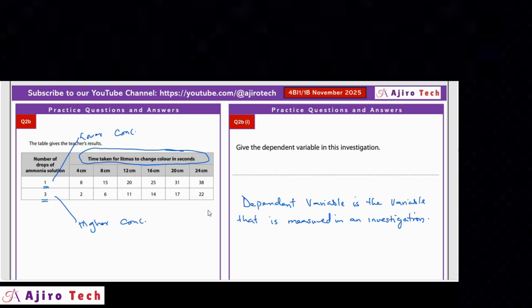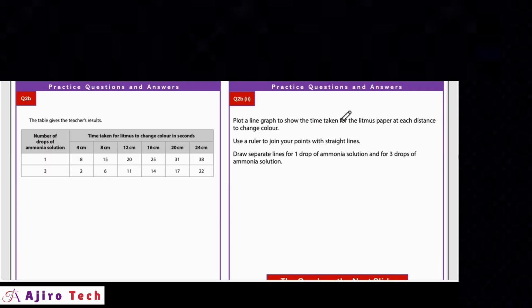So now give the dependent variable in this investigation. The dependent variable is the time taken for litmus to change color. You might not add the units, seconds, to it, but the time taken for litmus to change color is fine. So let's go to the next question.